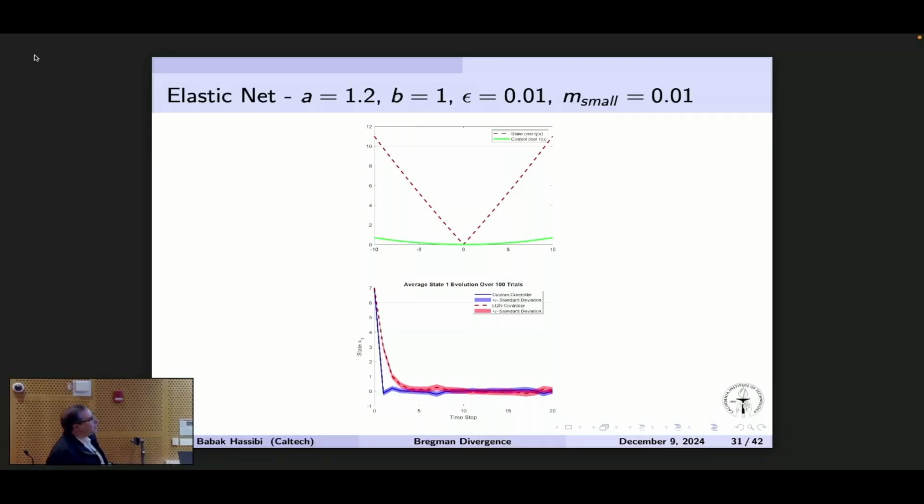The red is the LQR. The blue, because I'm not being very demanding of the controller, is not penalized a lot. It takes the state to 0 after one step, and then after that it deals with the noise. Okay, so it's very different behavior from the LQR.